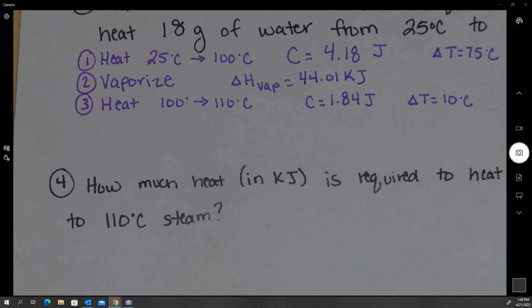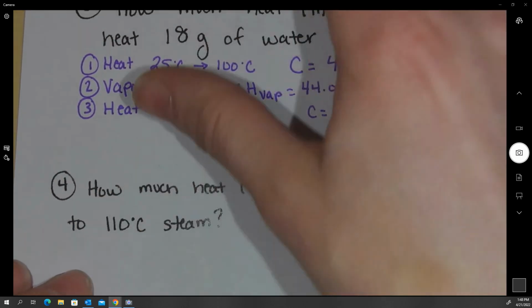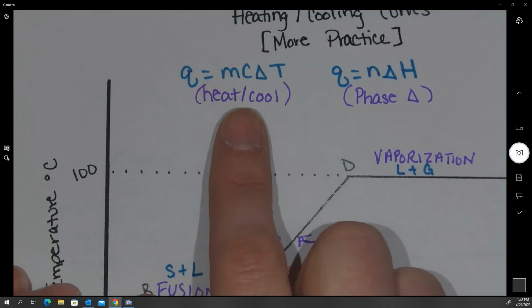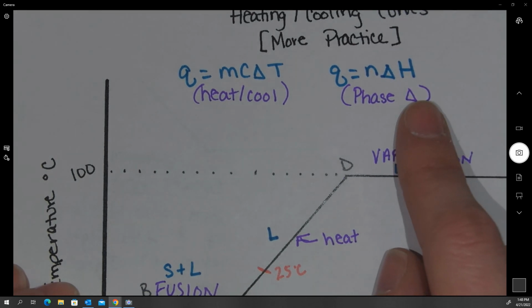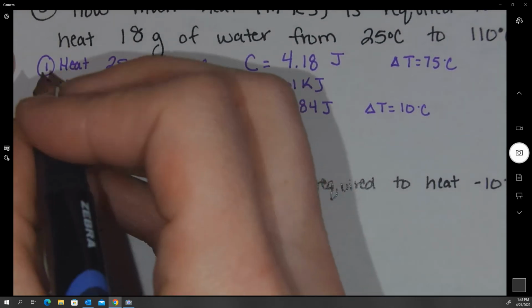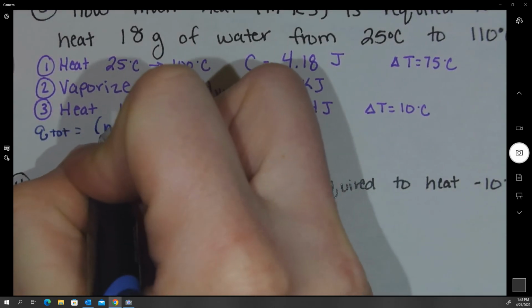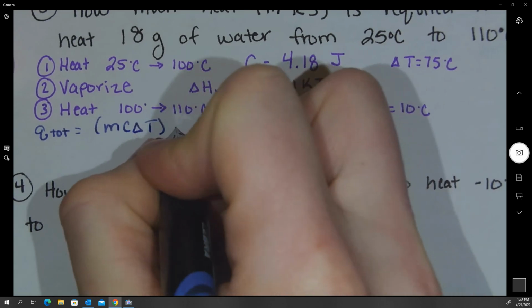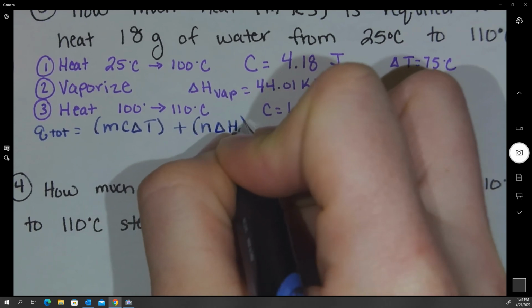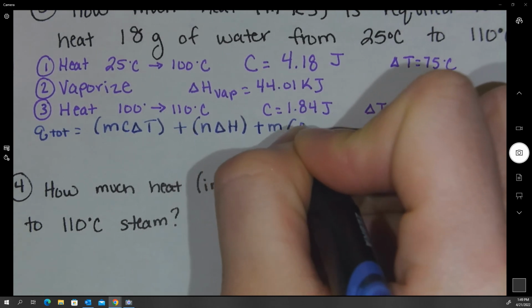All right. Next, I'm going to figure out exactly what equations I'm working with. So I have a heat, a phase change, and a heat. How many times am I going to use the heat equation? Twice. How many times am I going to use the phase change equation? Once. Very good. Q total. My first one is heating, so I'm going to work with the MC delta T. My second step is a phase change, so that's going to be my N delta H. My third one I'm heating, so that's going to be another MC delta T.